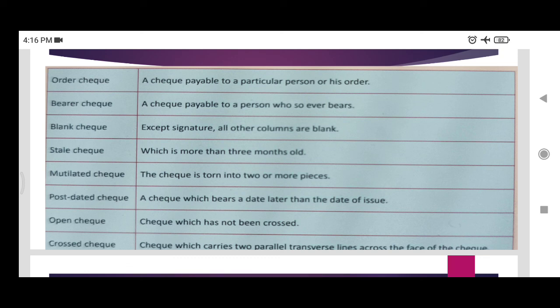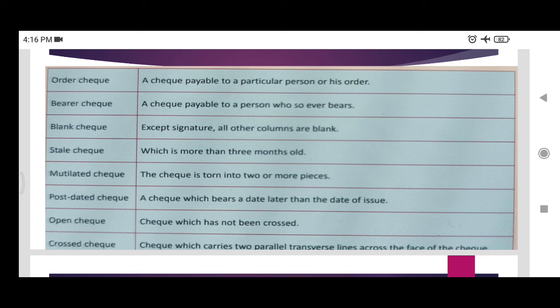Next one is the stale check. What is the meaning of stale? Stale is nothing but old, according to the banking regulations. According to the Banking Regulation Act 1949, if any check is more than 3 months old, such a kind of check we call a stale check.